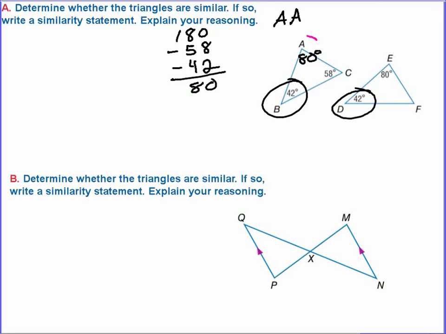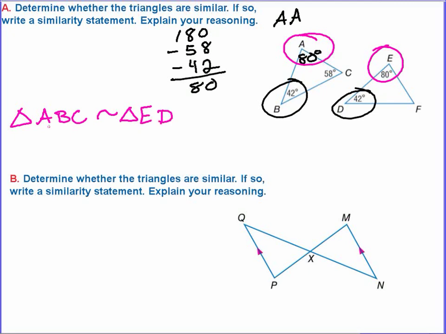So that means that angle A is congruent to angle E. So we need to write our similarity statement. So triangle ABC is similar to triangle, and A matched up with E, B matches up with D, and C matches up with F. So there's our similarity statement. We need to look down here and see if these 2 triangles are similar. So QPX is similar to triangle MXN.